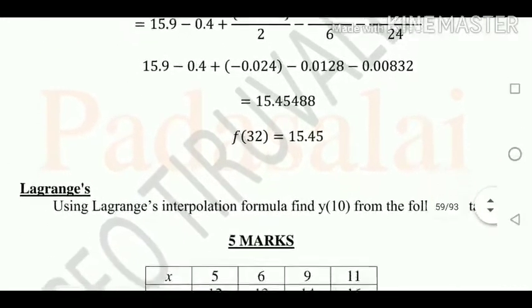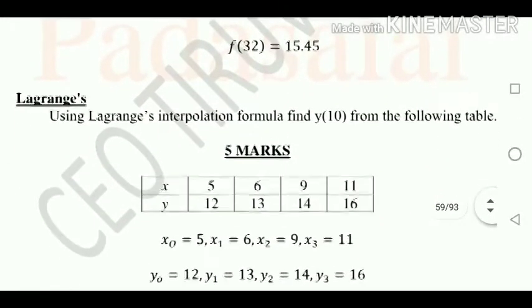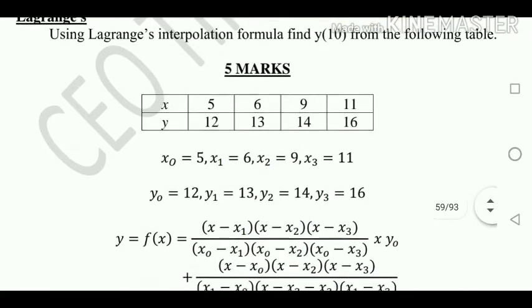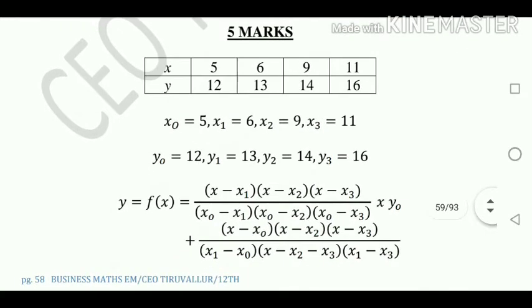Now we are going to use Lagrange's interpolation to find the value of y of 10 from the following table. This is also a 5 mark sum. Here they ask about y of 10. So y of 10 lies in the end of the table, that is between 9 and 11. So x equal to 5, 6, 9, 11 and y equal to 12, 13, 14 and 16.